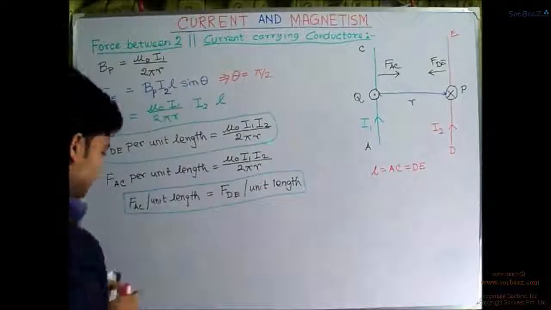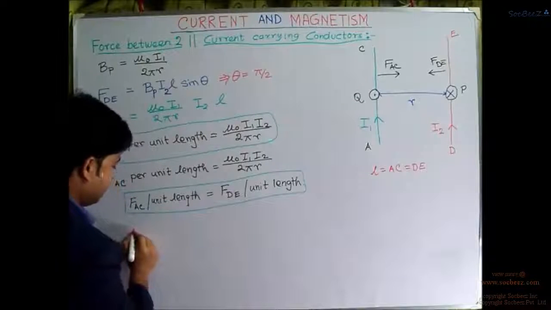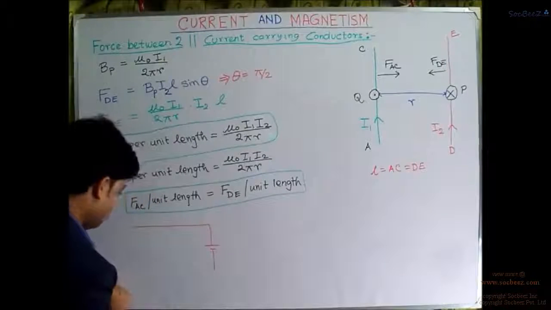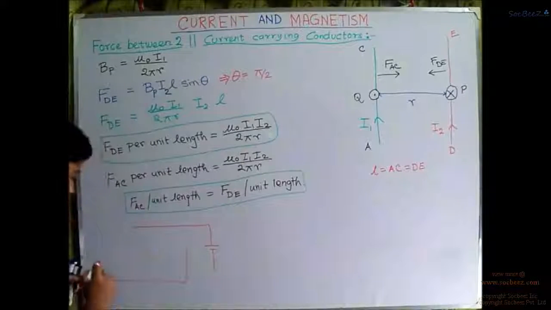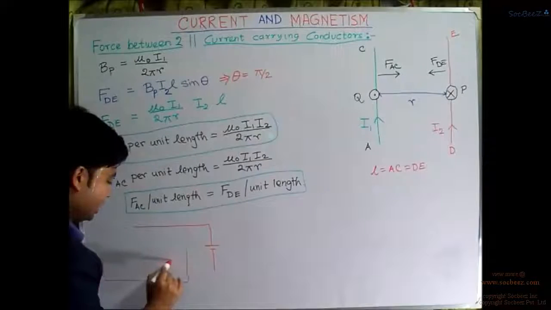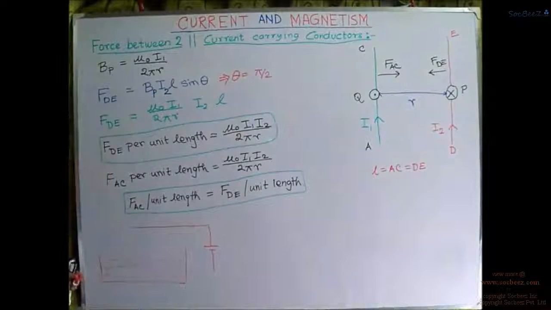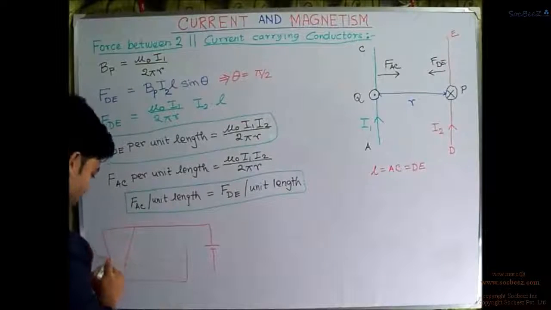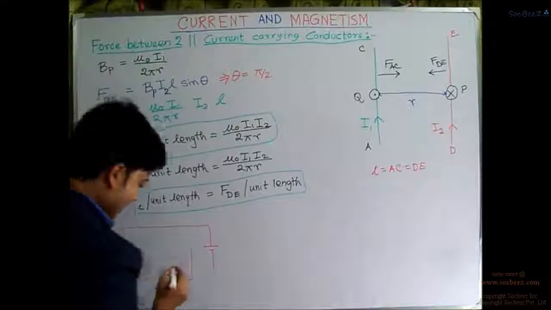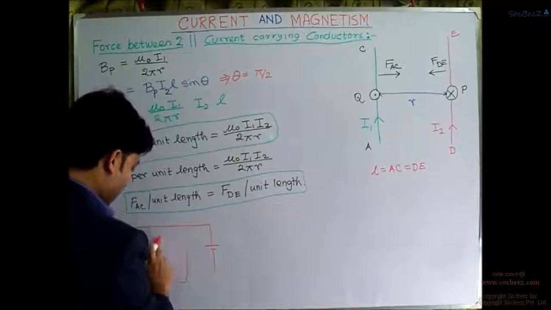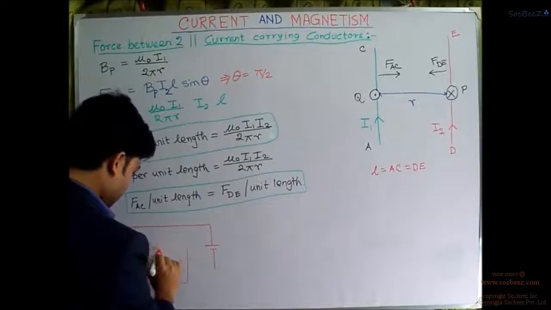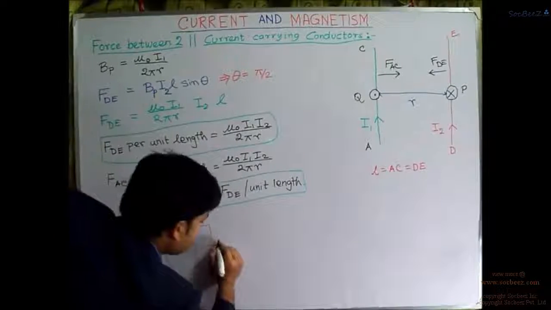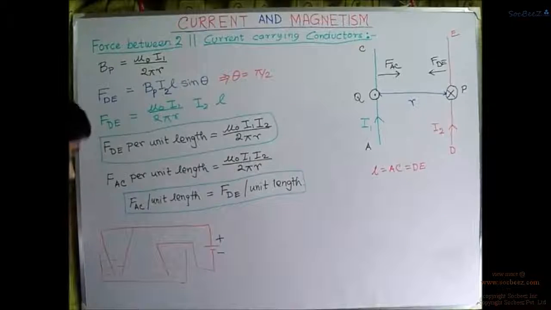For example, let us check. Say this one is the beaker and it has got some solution in it, and we have inserted two wires. Now see, over here there is another wire connected. Now closely observe, if this is the positive side and this is the negative side of the battery, obviously the current shall flow like this.